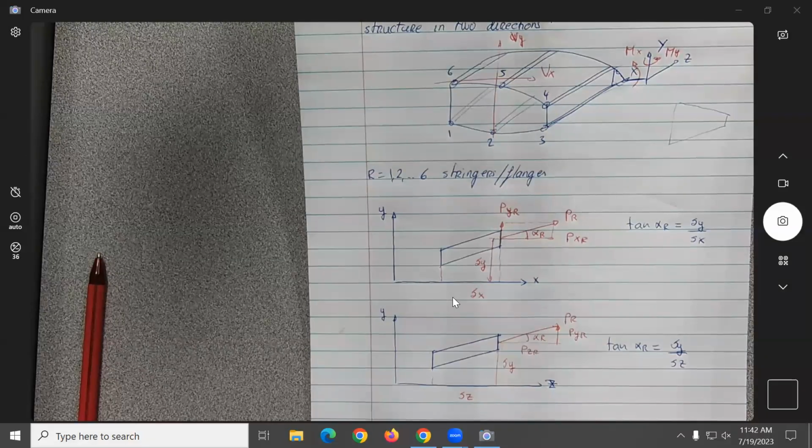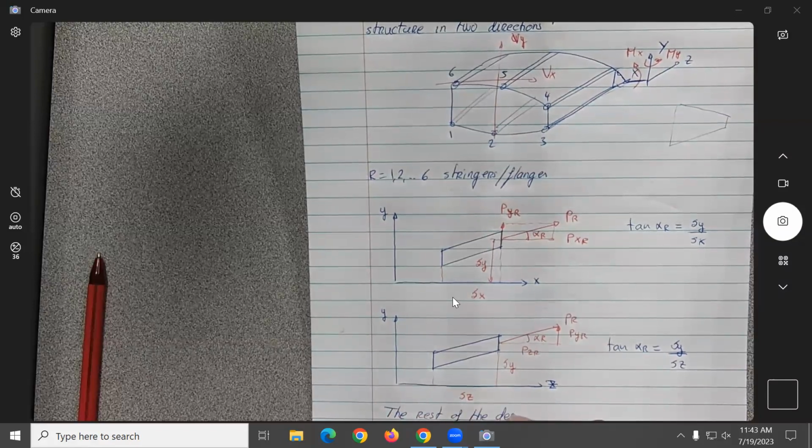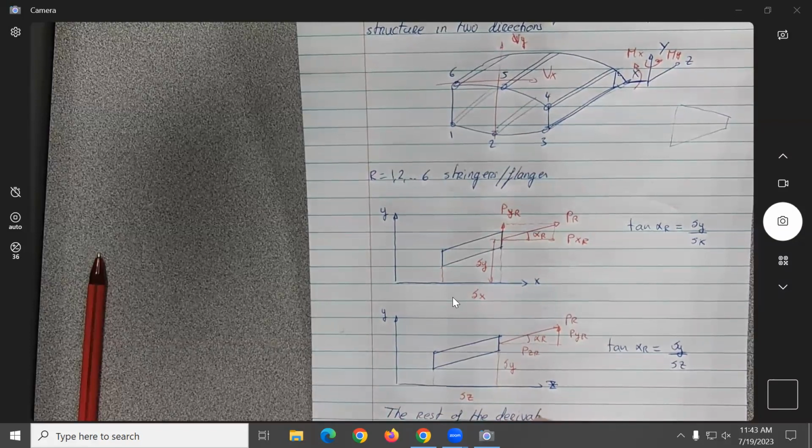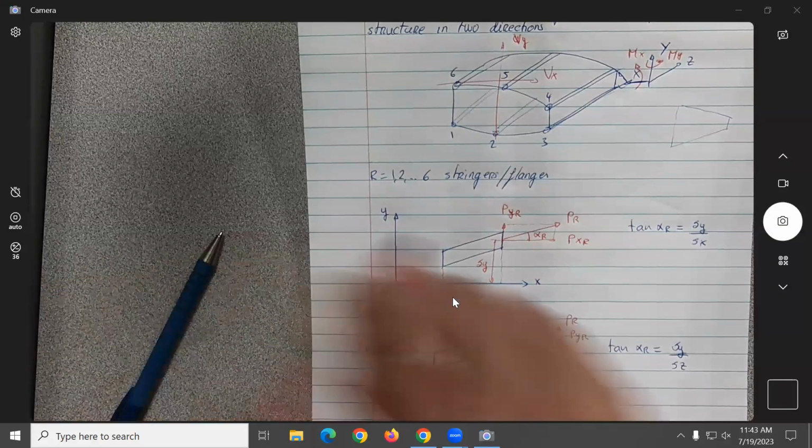So the rest of the derivation follows case 2.